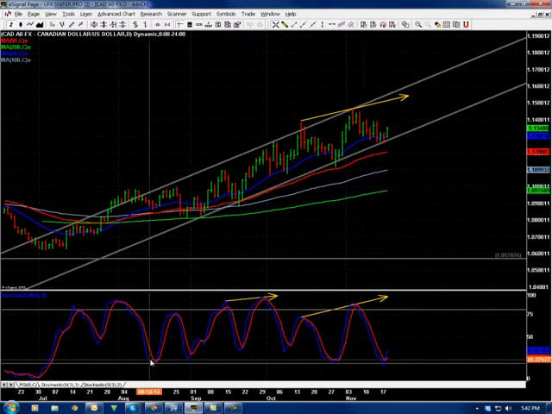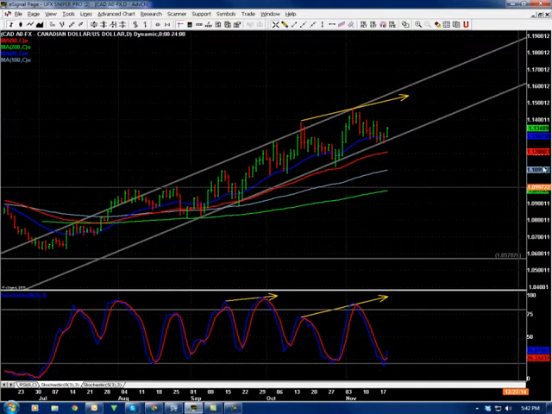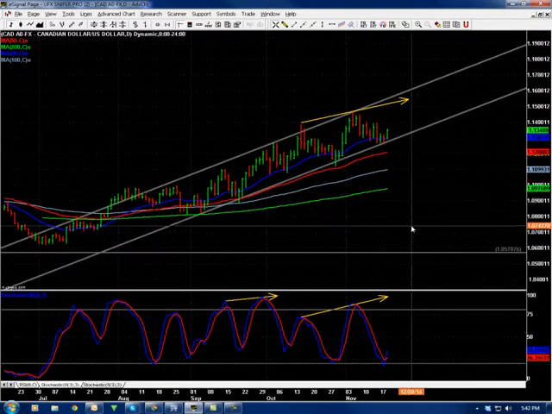So you'll get 10 points down here, and you get 10 points down here. Okay, that's what we use this indicator for, essentially.